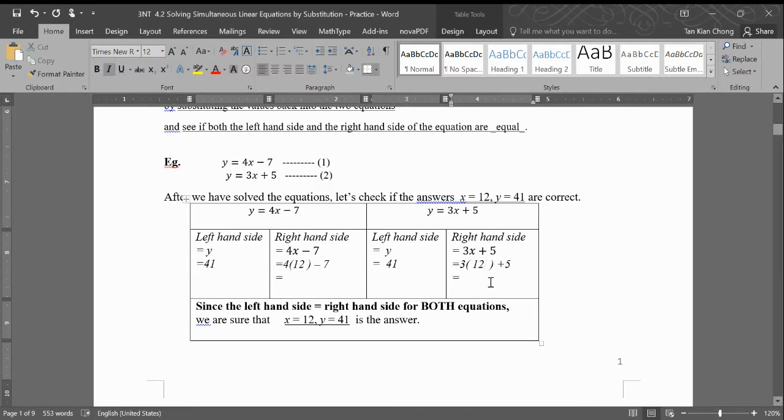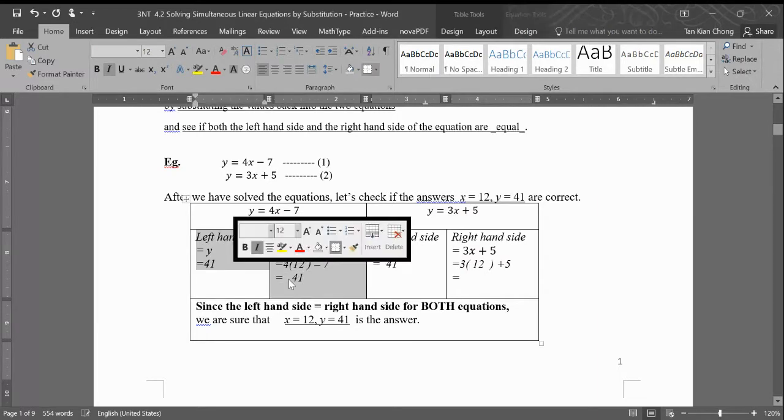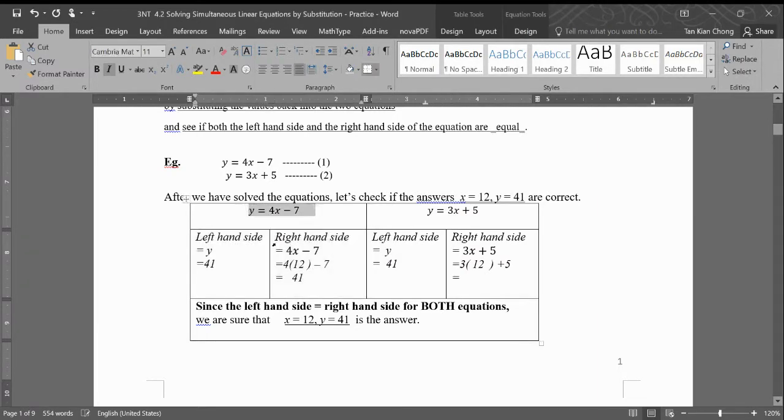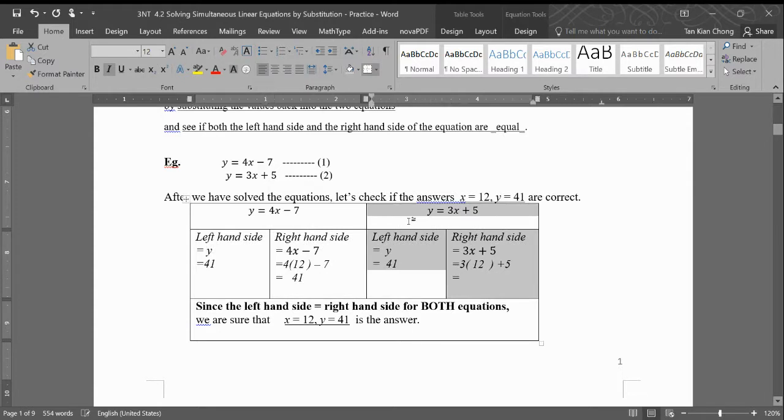This is where you key into the calculator and calculate the value of 3 times 12 plus 5. Now, did you notice that this answer equals this answer? For this equation, the left-hand side and the right-hand side have the same value, 41. What about this side? For this equation, the left-hand side is 41, the right-hand side is also 41. So these two numbers are again the same.